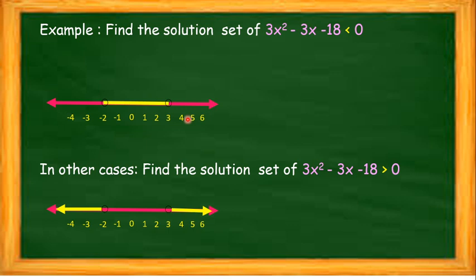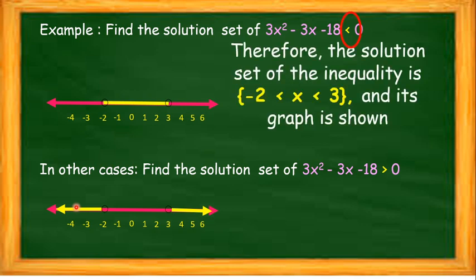Class, remember if the symbol is less than, the solution is in between. If the inequality is greater than, the solution is apart. So they are in opposite directions. Therefore, the solution set of the inequality is x is greater than negative 2 but less than positive 3.